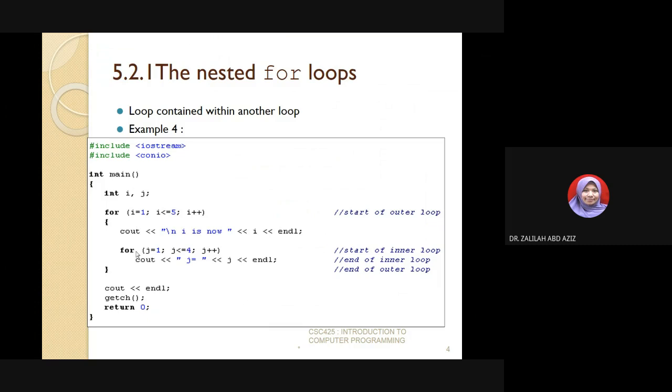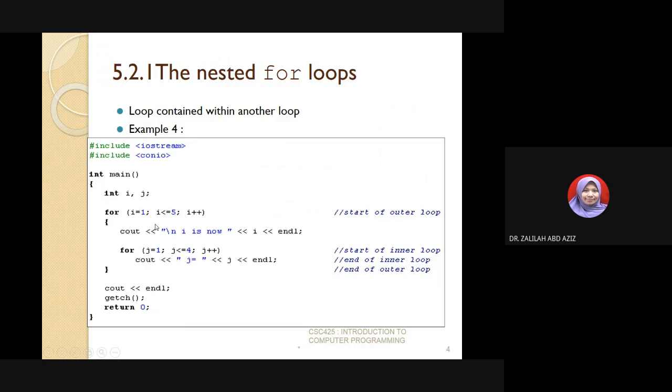Okay, if you can see that we have two for statements. One for I and the second one is for J. The I loop is actually the starting of the outer loop. This is the outer loop. And then J is the inner loop.